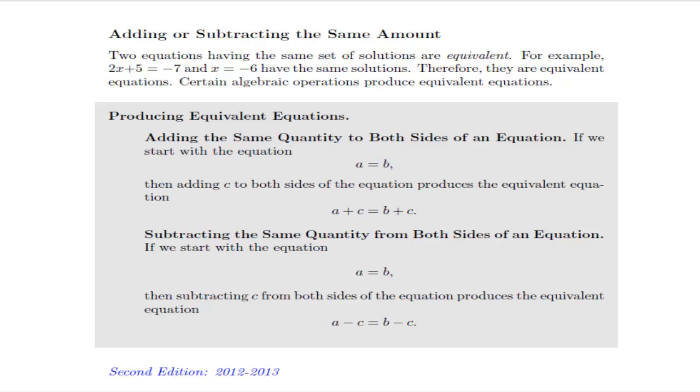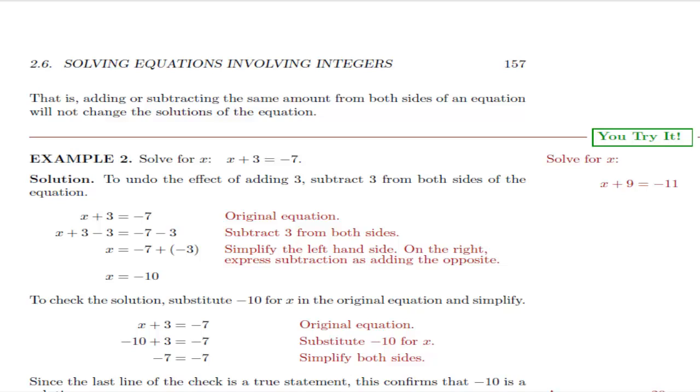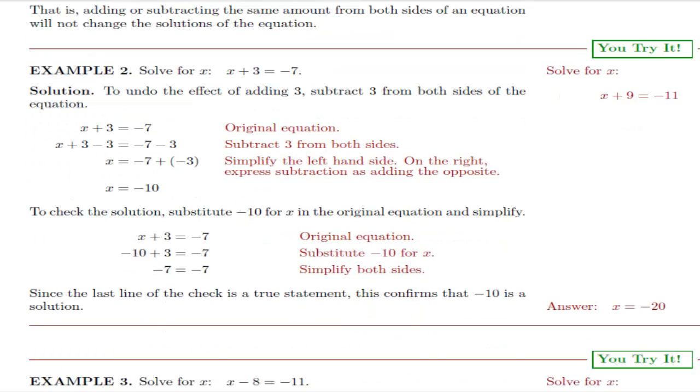Adding the same quantity to both sides of an equation: if we start with the equation a equals b, then adding c to both sides of the equation produces the equivalent equation a plus c equals b plus c. Subtracting the same quantity from both sides of an equation also produces an equivalent equation. If we start with the equation a equals b, subtracting c from both sides produces the equivalent equation a minus c equals b minus c. That is, adding or subtracting the same amount from both sides of an equation will not change the solution of the equation.